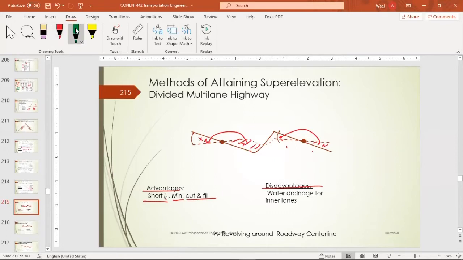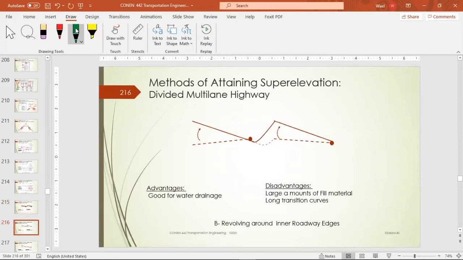Water drainage for the inner lanes. The inner lanes here went significantly below this elevation. So if there is rain or there is a problem with the drainage, we are going to have water accumulating this way. So that's one of the major problems for this strategy. Okay, so sometimes we go with this strategy. What is the advantage? It's good for water drainage.